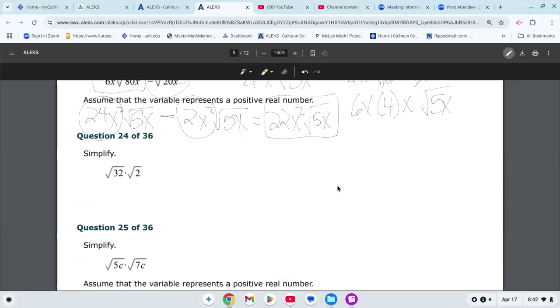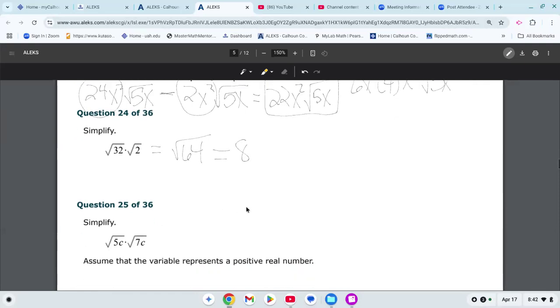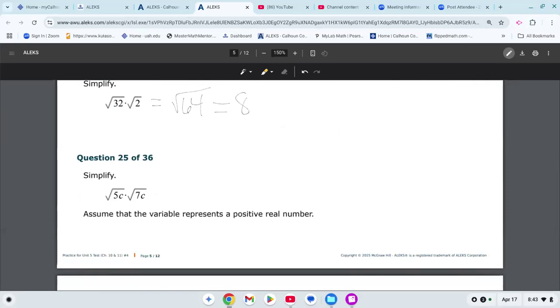For number 24, I'm going to multiply these together. That gives me the square root of 64, which is just flat out 8. I don't have to simplify those first. I can multiply them straight across and then deal with what's left. I'm going to do the same thing for number 25. That would be the square root of 35c squared. And the only thing that I can break down is the c squared. So I end up with c times the square root of 35. There are no factors of 35 that are a perfect square other than 1. So this would be my final answer for number 25.